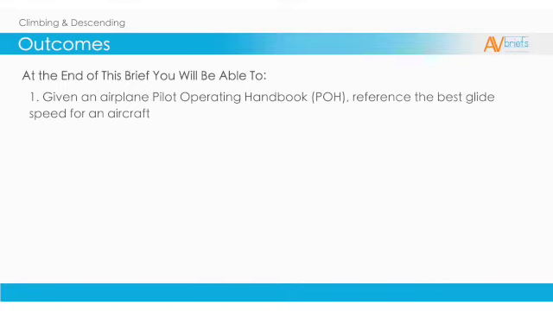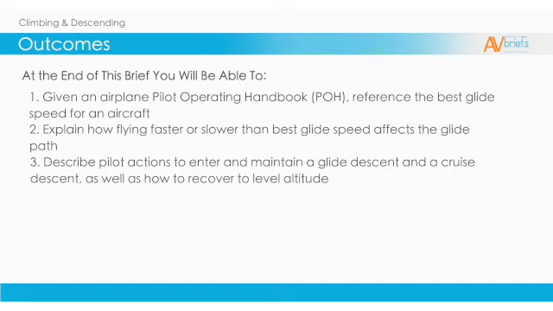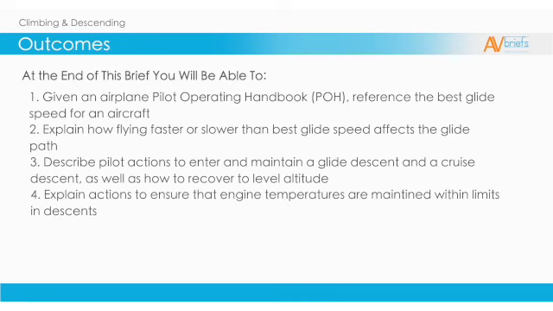Our outcomes for this lesson are: given an airplane operating handbook, reference the best glide speed for an airplane. Explain how flying faster or slower than best glide speed affects the glide path. Describe the pilot actions to enter and maintain a glide descent and a cruise descent, as well as how to recover to level attitude. Explain the actions to ensure that engine temperatures are maintained within limits in descent.